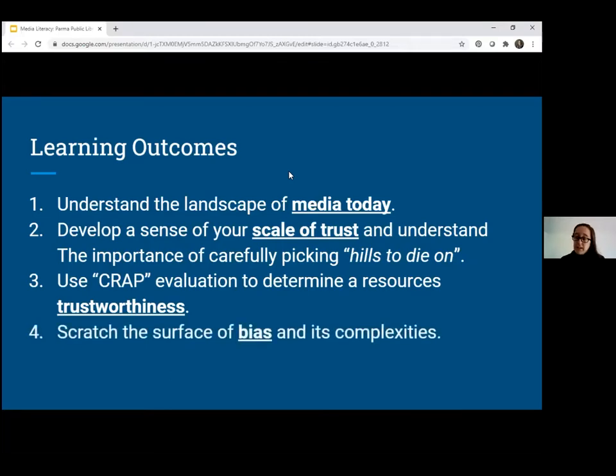And the final piece we're going to talk about is a little bit about bias. It's a very complex topic that you probably could teach a whole college course on, but we're just going to scratch the surface of it and maybe get a little bit more in-depth thinking about what bias is and where it exists.